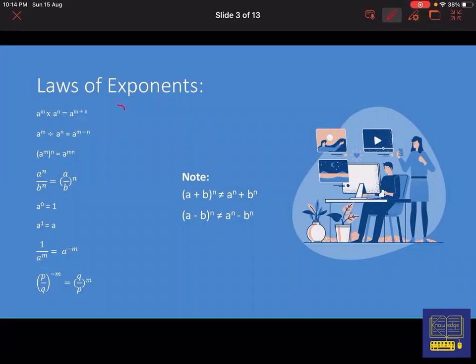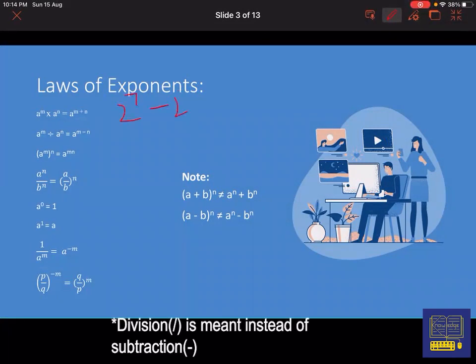And the same thing for division. If you have 2 to the power of 7 divided by 2 to the power of 5, then that's just 2 to the power of 2. And now you have to understand the difference between this and this.